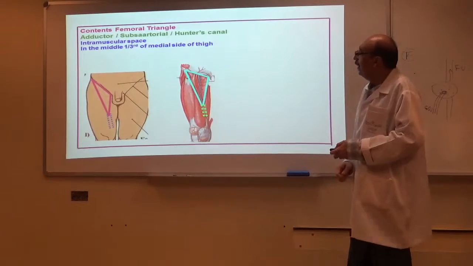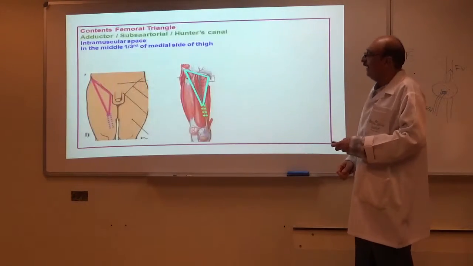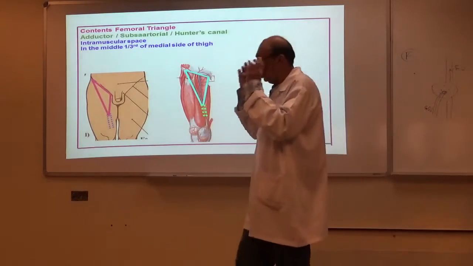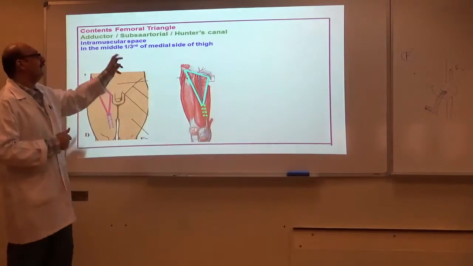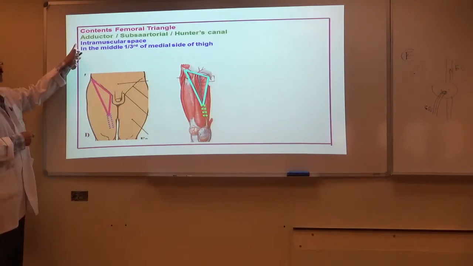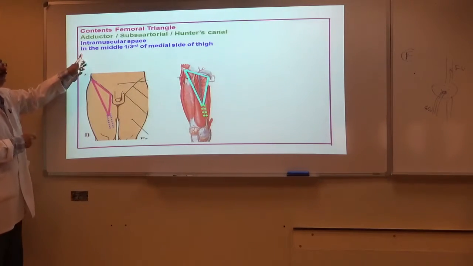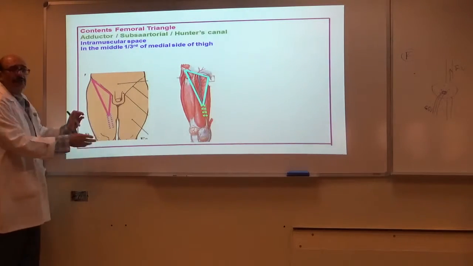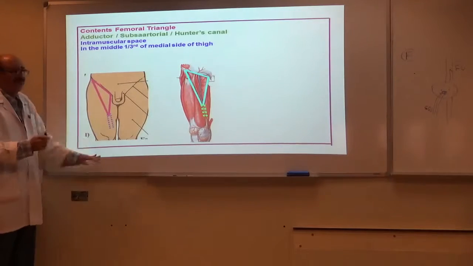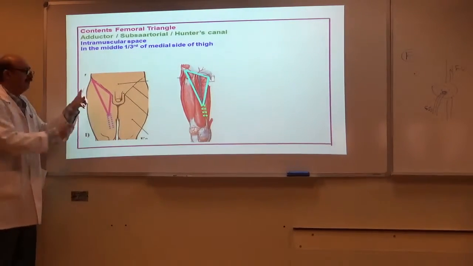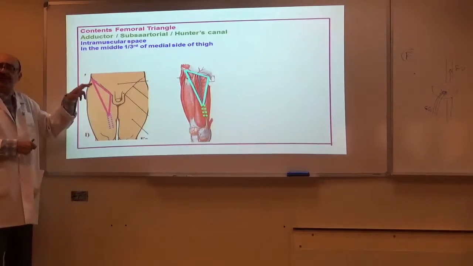Okay, now I start with another topic, adductor canal. What is adductor canal? It has three names: adductor canal, subsartorial canal, or Hunter's canal. Okay? It is an intramuscular space in the middle third of the medial part of the thigh. Here, this is the space. You don't find anything on the surface. If you examine a patient, you will not find anything. You will just find a triangular depression for the femoral triangle.